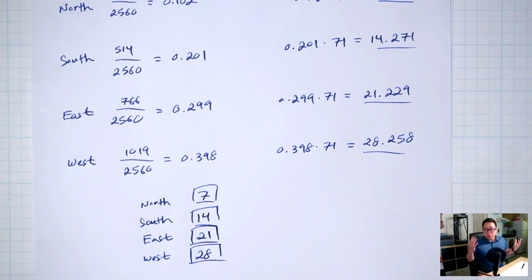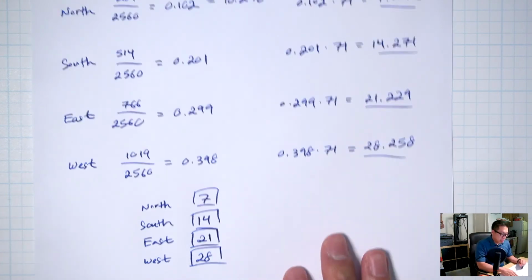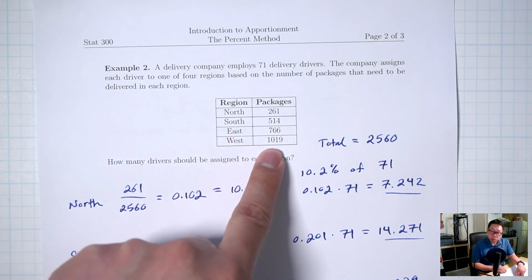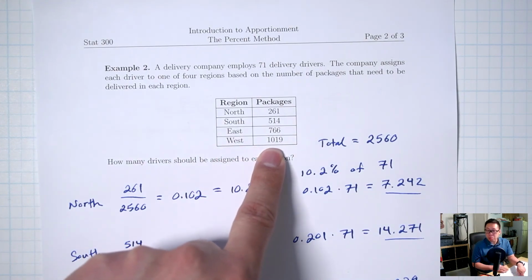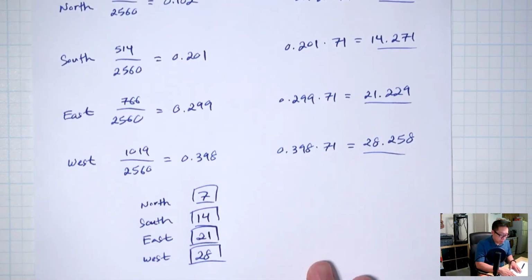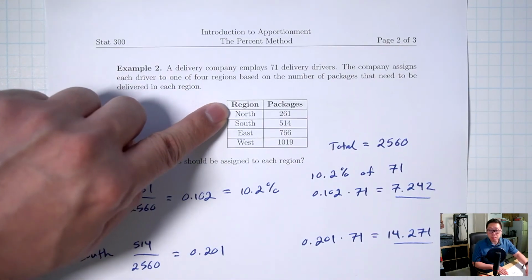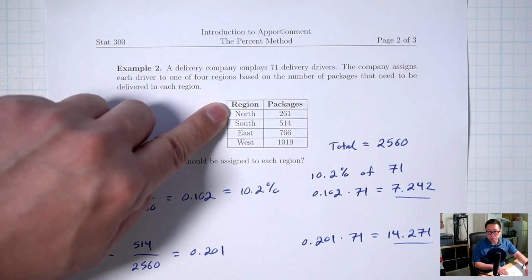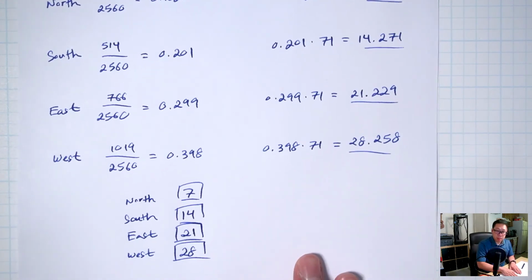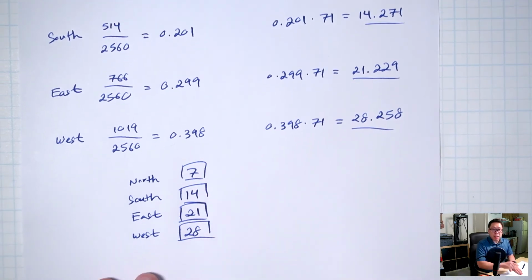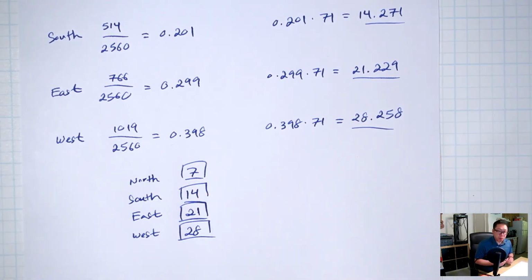Okay. Looks like we're done, right? Let's double check. The west had the most packages, so they should probably get the most drivers, and they do. The north had the least number of packages. They should probably get the least number of drivers, and they do. And now, just to double check, let's make sure that we used up all the drivers.